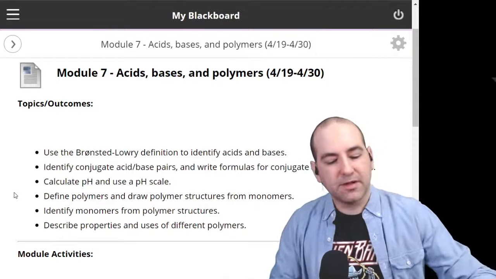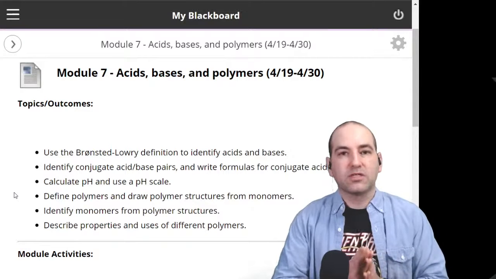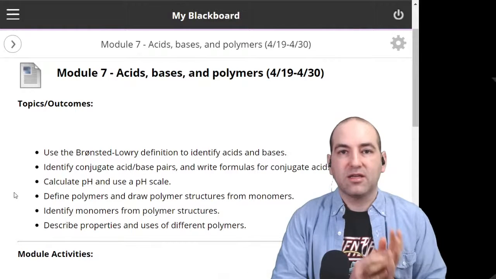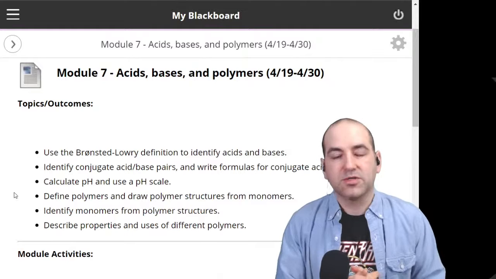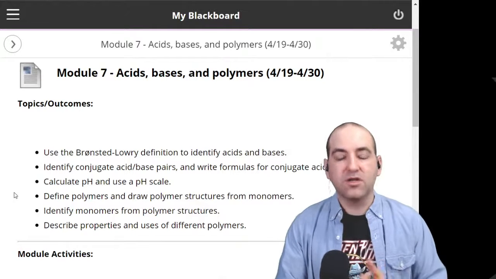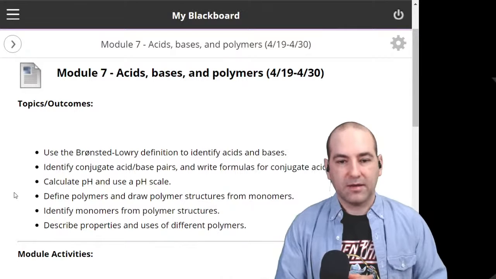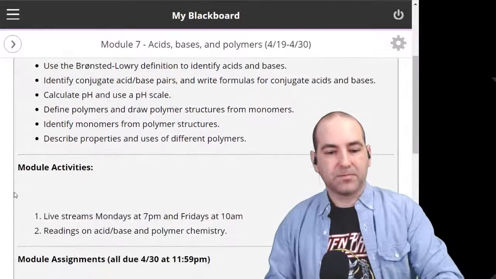For polymers, the main thing is understanding the different types of polymers. What's an ester, what's a polyester versus a polyamide, polyethylene, polypropylene, the ones we went through. How do you make polymers out of monomers? Things like that. And if you need to refer back to the notes while you're doing the quiz, that's fine. You can do that.